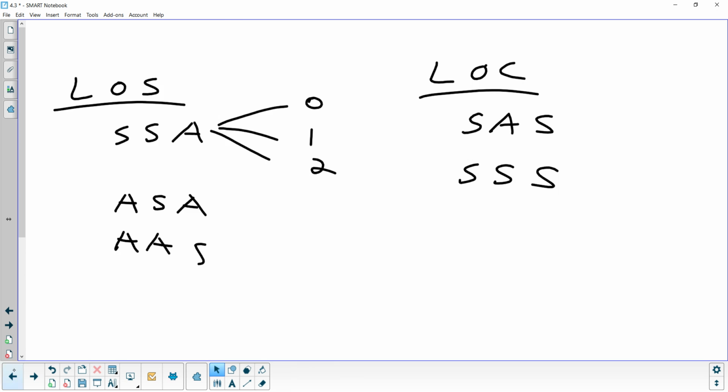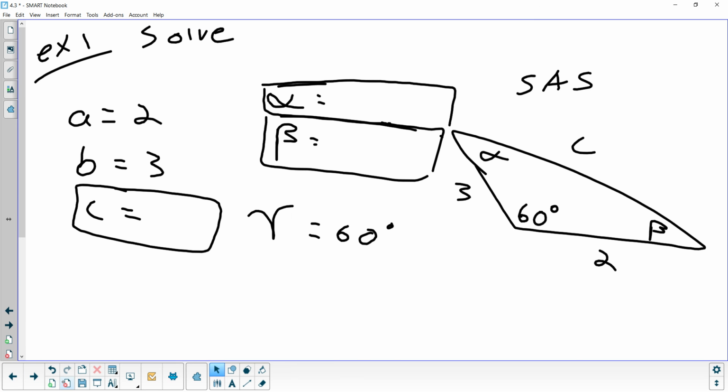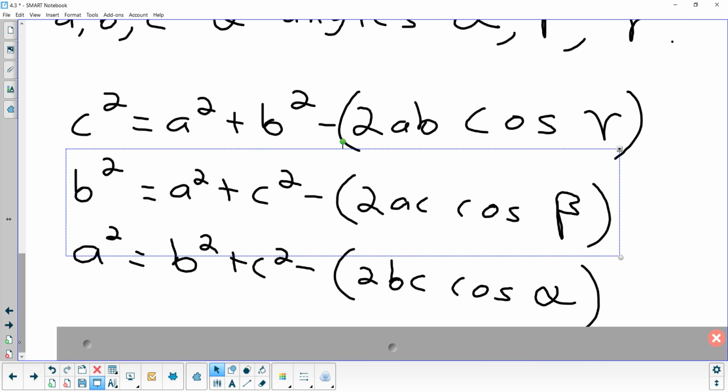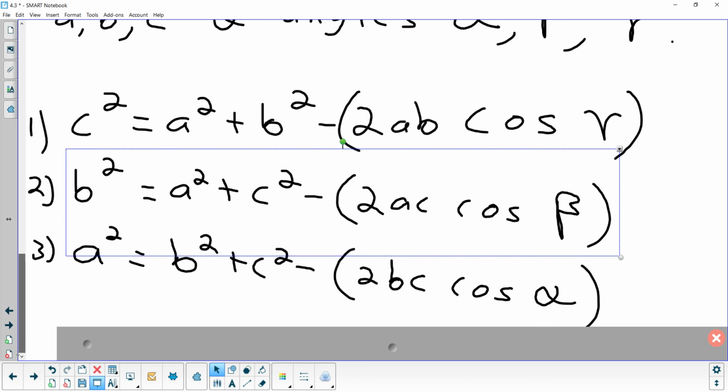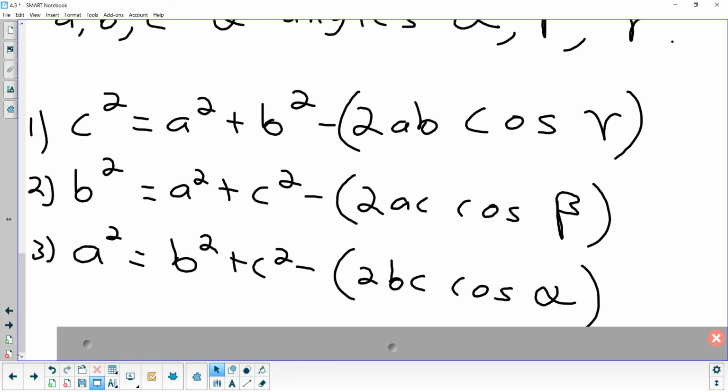So what we have to do is figure out which version we're going to use. We can call this version 1, 2, and 3. So we can go back and look at what we have. We have A, we have B, and we have gamma. Whatever version you plug into, you can only be missing one thing. If you plug into a version and there's two things you don't know, then one of two things: you either shouldn't be using law of cosines, you should be using law of sines instead, or you picked the wrong version. Lacey? So would you use number 1? Yeah, we're going to have to use version number 1.